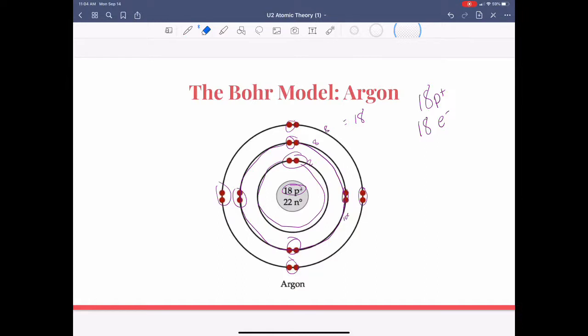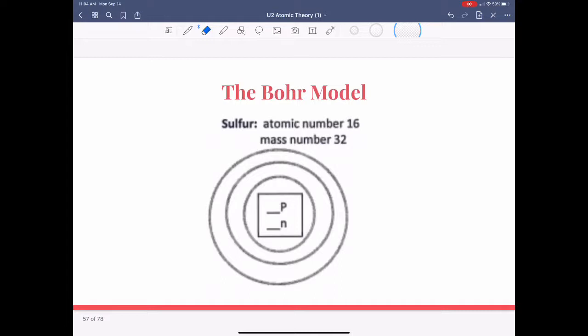All right. So now you can see where that first ring only holds 2. And then the next one's going to hold up to 8 before you have to move on to the next shell. So let's take a look at an example and do it from scratch. So here I have an element of sulfur. Sulfur has an atomic number of 16, which tells me I have 16 protons.